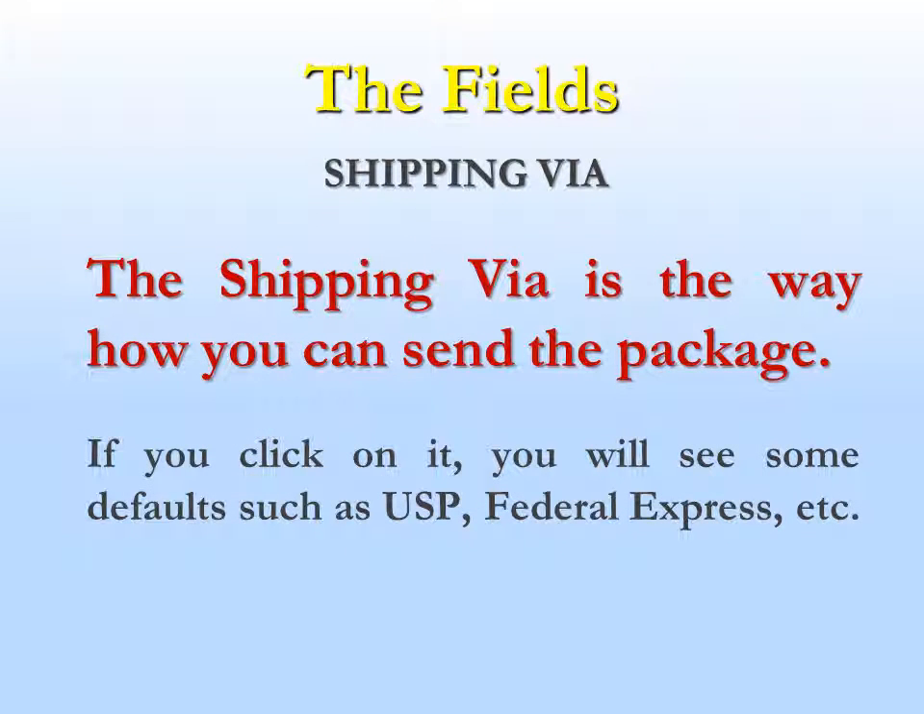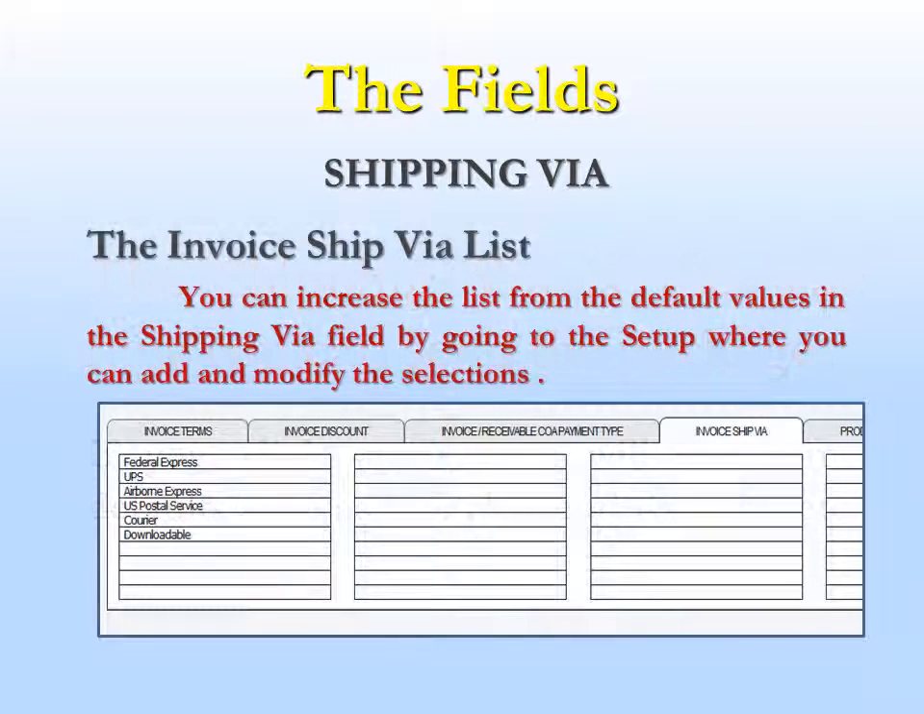The Shipping Via is the way you can send the package. If you click on it, you will see some defaults such as UPS, Federal Express, etc. You can increase the list from the default values in the Shipping Via field by going to the Setup section, where you can add and modify the selections.